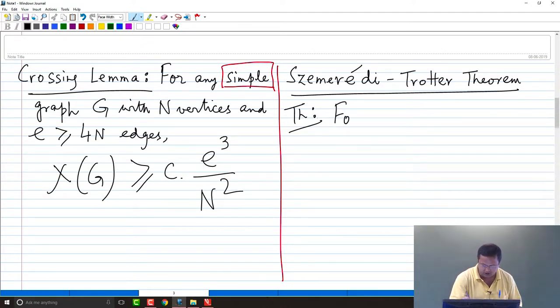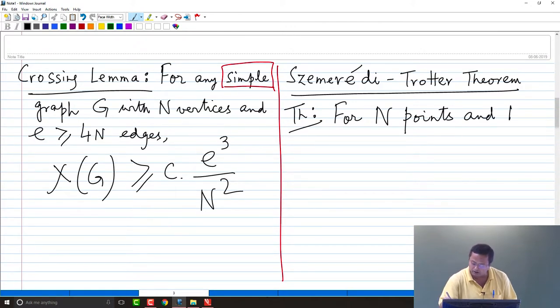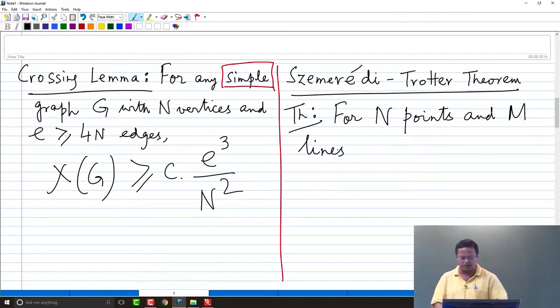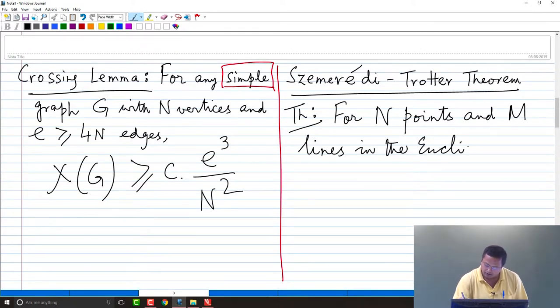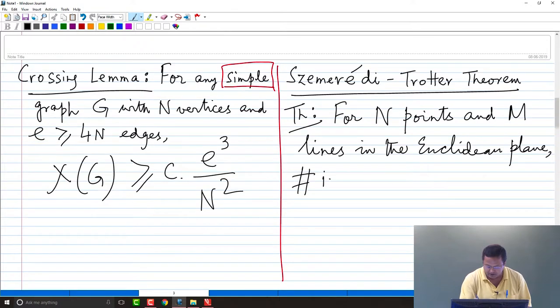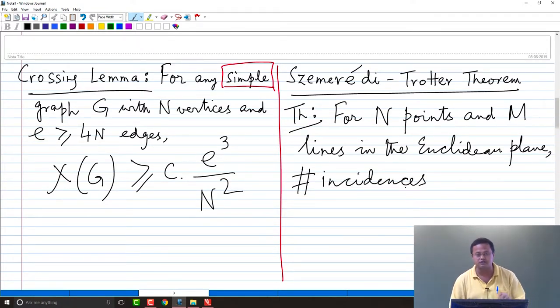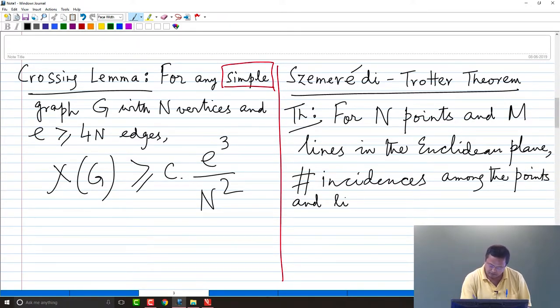So, the version that Origit did was, for n points and, so I am using my notation, but essentially this was it. For n points and m lines in the Euclidean plane, the number of incidences, remember what was an incidence? A line-point pair, no? Okay. The number of incidences among the points and lines is at most some constant C.